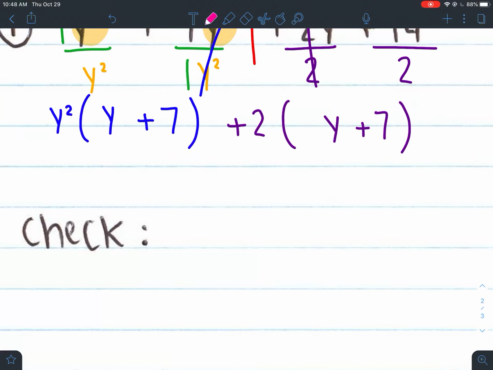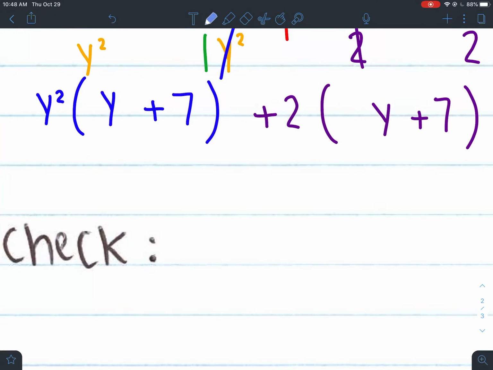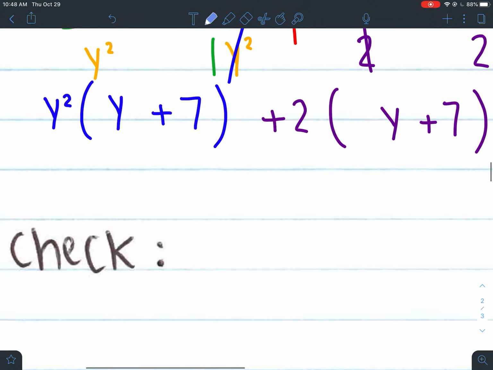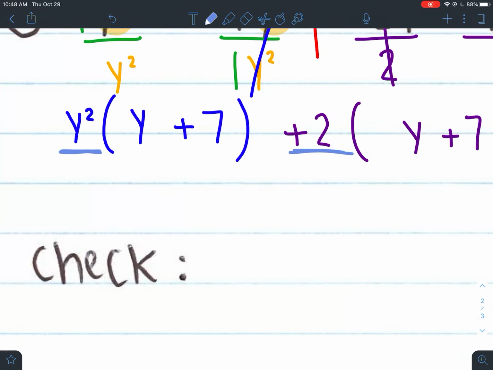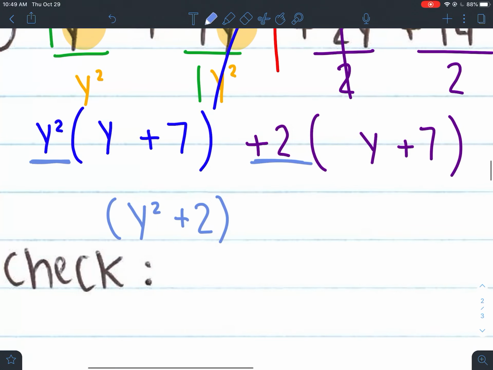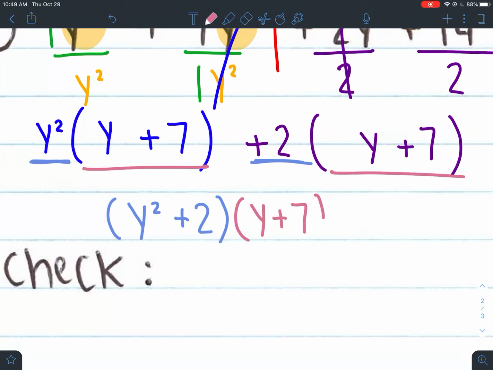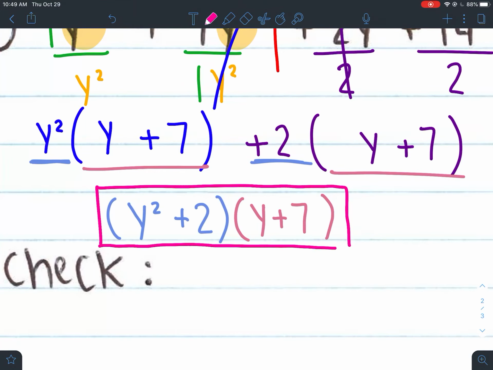Now, here's the only new step that we have to do, okay? So here's the new part. The GCFs are going to go into their own set of parentheses. So the y squared and the positive 2 are going to be put together in their own set. So we have y squared plus 2. They go into their own set of parentheses, okay? And then the matching part, you're only going to write it once. You're going to write the matching part one time next to it. So y plus 7, okay? So you're going to put the GCFs into one set of parentheses, and then you see that they're matching, so you're going to put a single matching set together. So your final answer is this expression right here, okay?